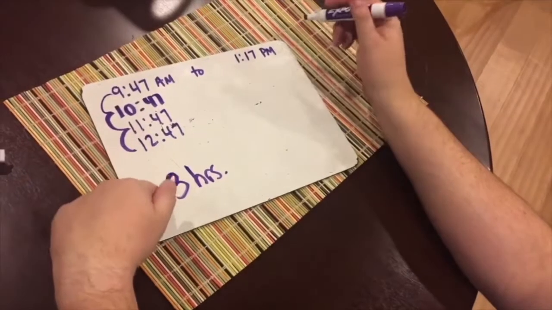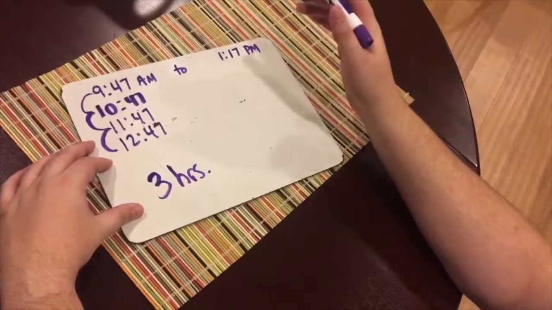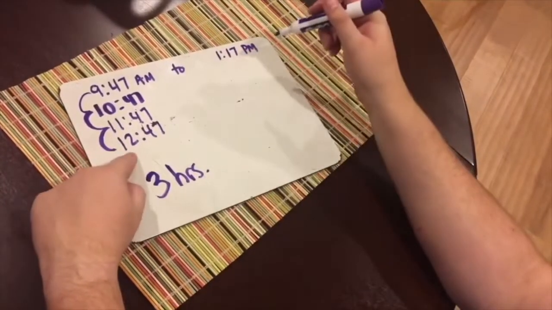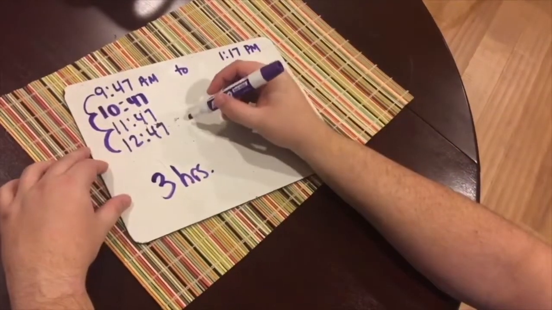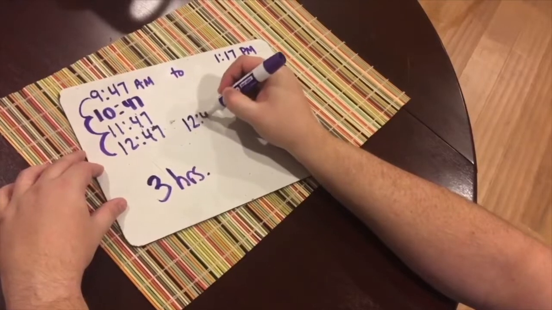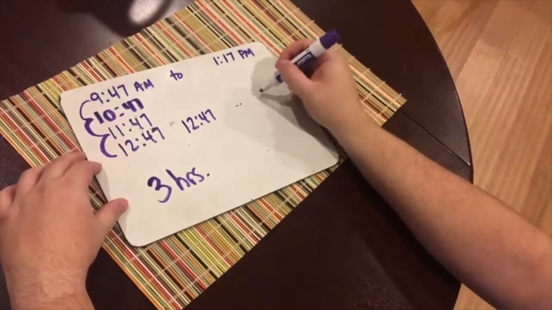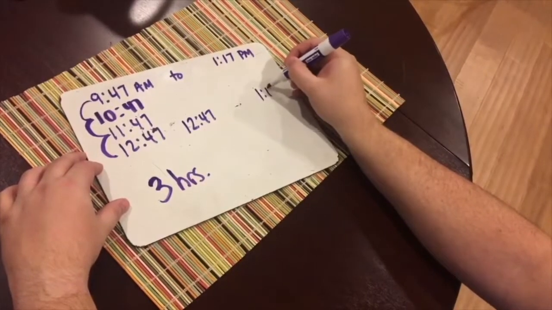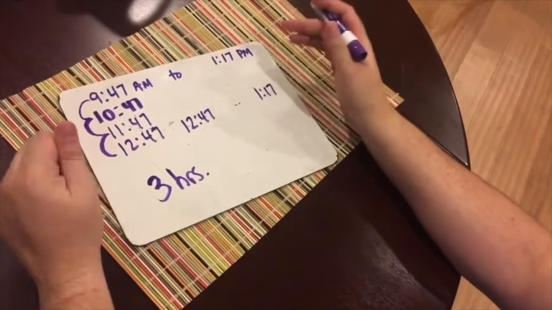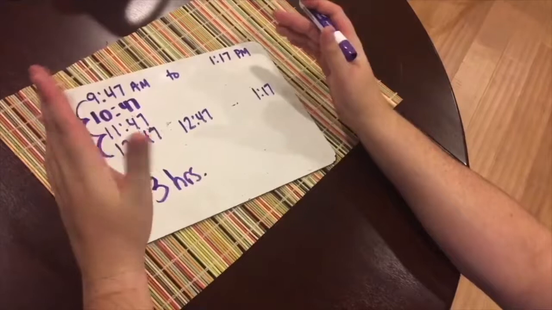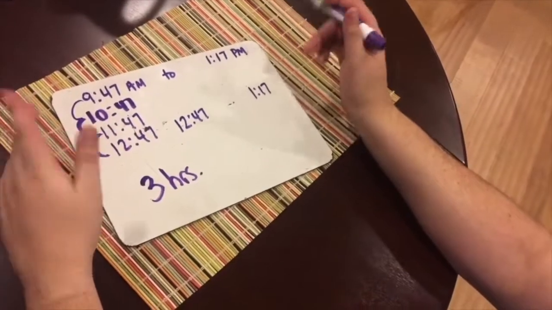All right, so I wrote the 3 hours down here just to give us a little more room. Now, what I have the kids do, we left off at 12:47. So we're going to write 12:47 right here. And then the end time we're going to is 1:17 p.m. So we're going to put that right there. The next thing I have them do is to try to split it in half so maybe they can visualize it a little bit better.